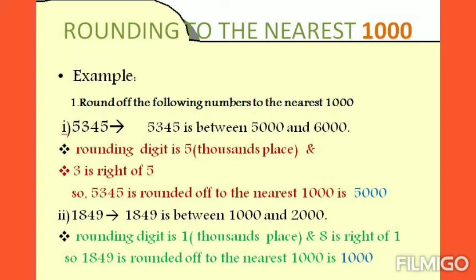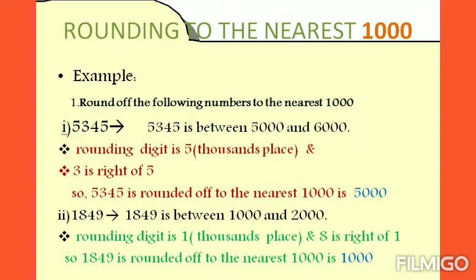So 1849 is rounded off to the nearest thousand is 2000. Children, 1849 is rounded off to the nearest thousand is 2000 is the correct answer. Here by mistake it is given as 1000. There is a mistake in typing. Sorry for the mistake. Please change it. Answer is 2000 only. Again I am saying change the correct answer. 1849 is rounded off to the nearest thousand is 2000 is the correct answer.